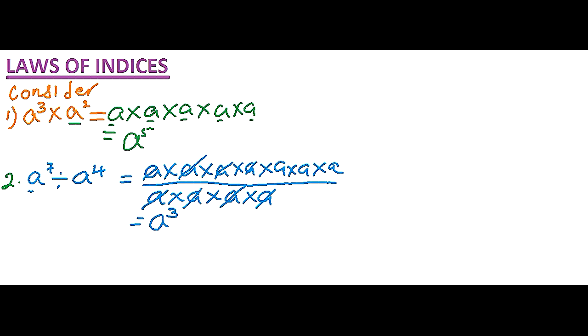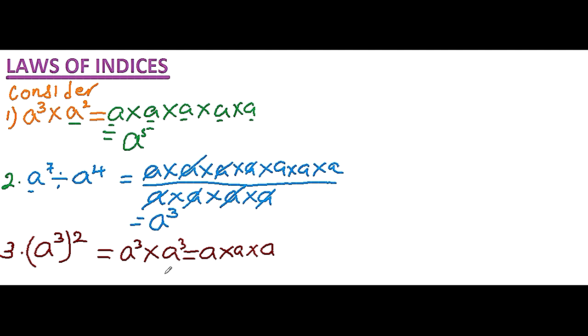Now we go to the third scenario, where we have a to power 3 in brackets squared. So this is equal to a cubed multiplied by a cubed. We can write a cubed as a multiplied by a multiplied by a. Then the other a cubed, you also multiply a by itself 3 times. So if we count 1, 2, 3, 4, 5, 6, it is equal to a to power 6.